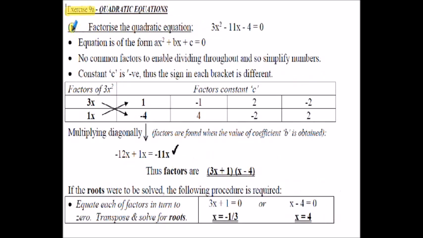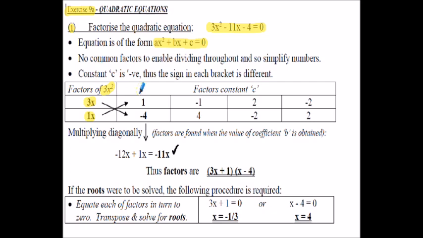Exercise 9a, part 1. We're asked to factorise the equation 3x squared minus 11x minus 4 is equal to 0. That's of the form ax squared plus bx plus c is equal to 0, the form of a quadratic equation. I'm going to use a little tabular method to help me factorise this. The left-hand column here relates to factors of the ax squared term, the 3x squared term in this case. And factors of 3x squared are 3x and 1x. That's the only factors we could have if we're using whole numbers.